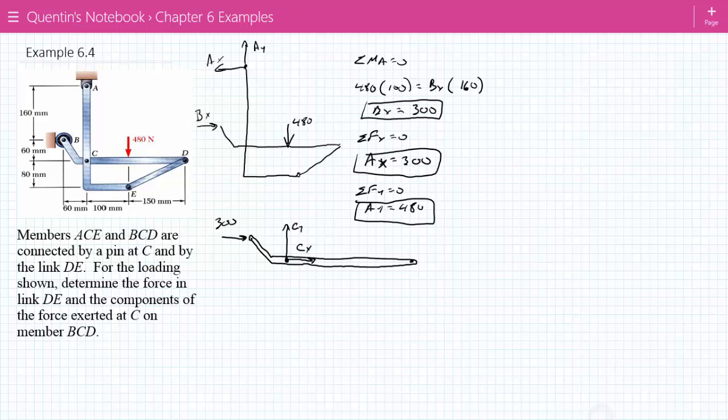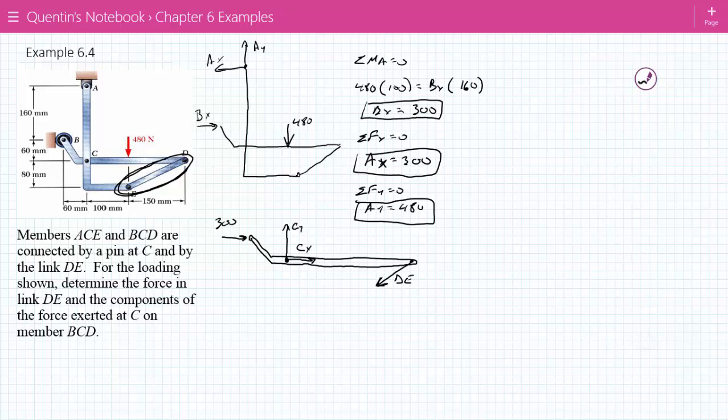Now here's the key. We have a DX and a DY, but it is not unknown. Why is it not unknown? Because look at this member. What do we know about this member right here? There are 1, 2 forces. This is a 2-force member in equilibrium. Therefore, we know the direction. We're going to call that DE. It's a 2-force member in equilibrium, therefore we know the direction of the force has to go from D to E.